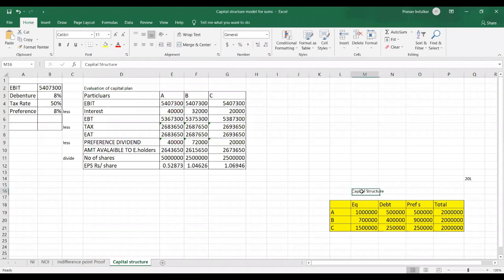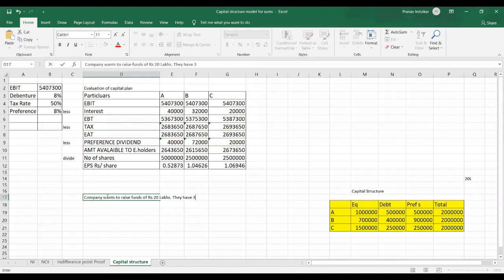How much amount does the company want to raise? Company wants to raise how much? 20 lakhs. Okay, they have how many plans?